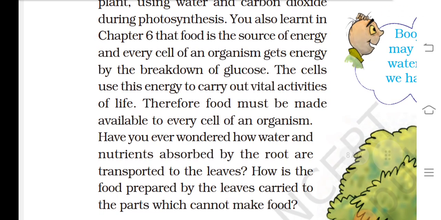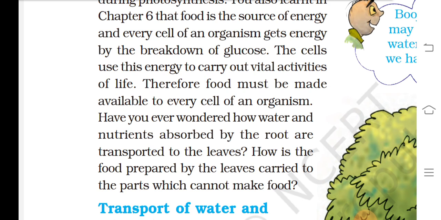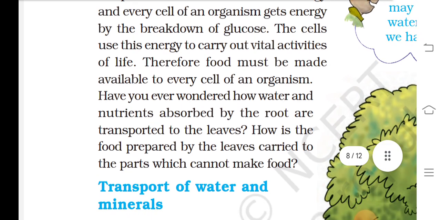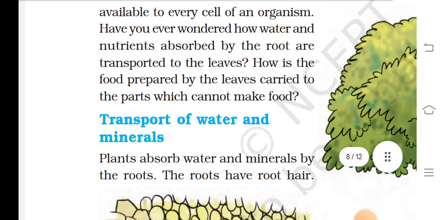During photosynthesis, you also learned in chapter 6 that food is a source of energy and every cell of the organism gets energy by the breakdown of glucose. The cells use energy to carry out the vital activities of life. Therefore, food must be made available to every cell of an organism. Have you ever wondered how water and nutrients absorbed by the roots are transported to the leaves? How is the food prepared by the leaves carried to the parts which cannot make food?